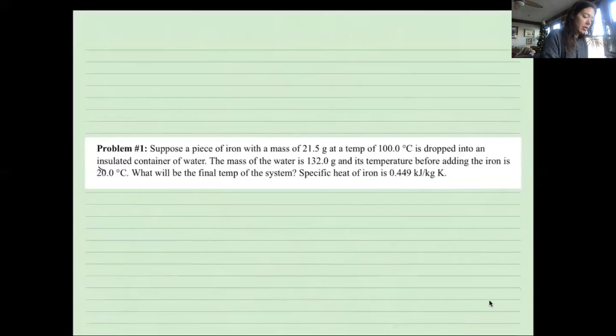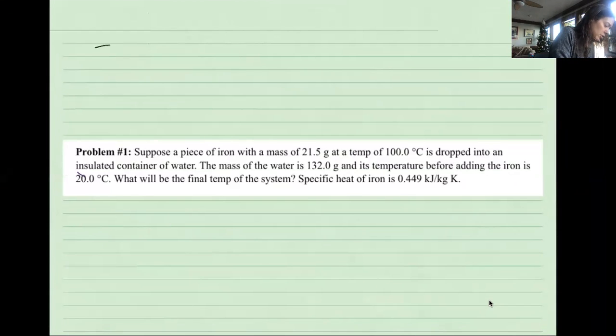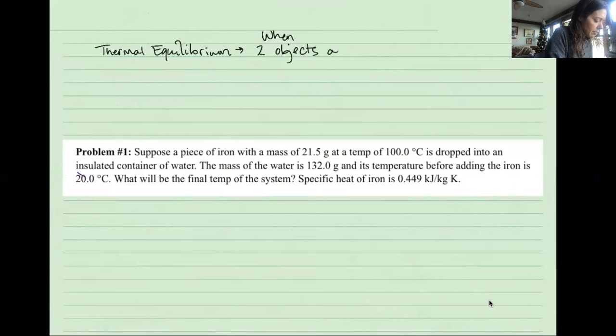Okay, make sure you have a calculator. This is a bit math heavy. But first, let us discuss this concept of thermal equilibrium. That's nothing more than when you have two objects at different temperatures. You want to envision one hot and one cold.